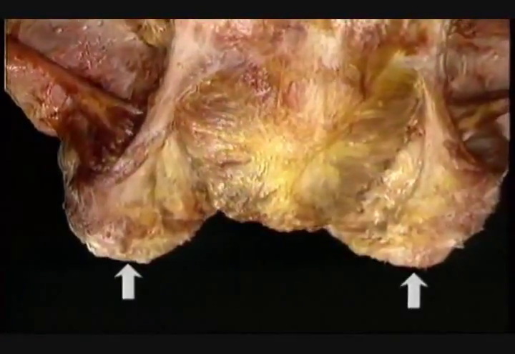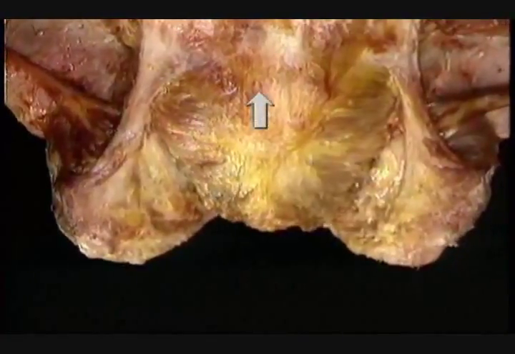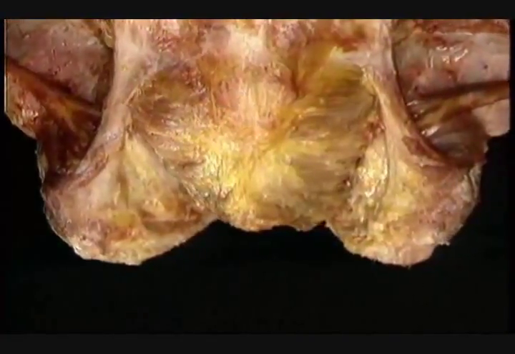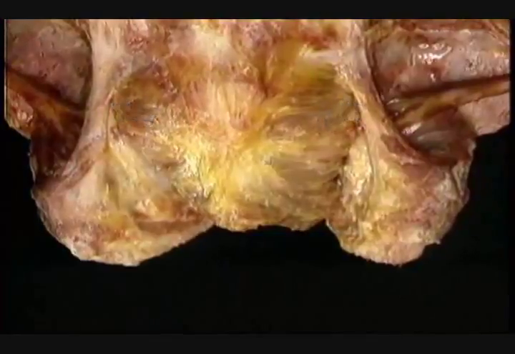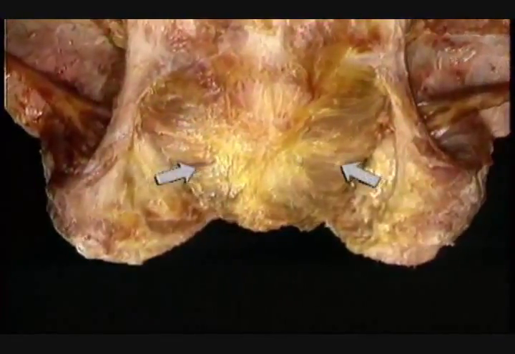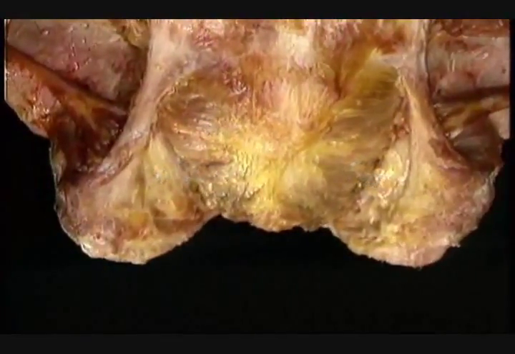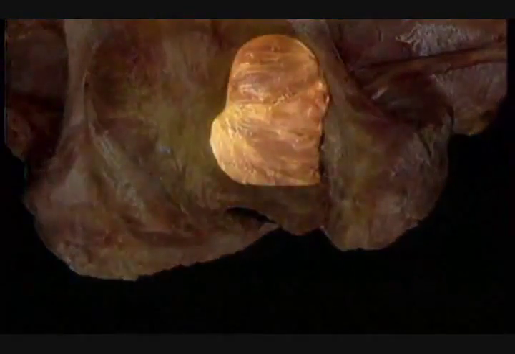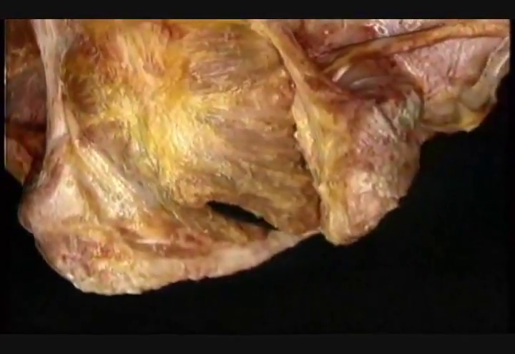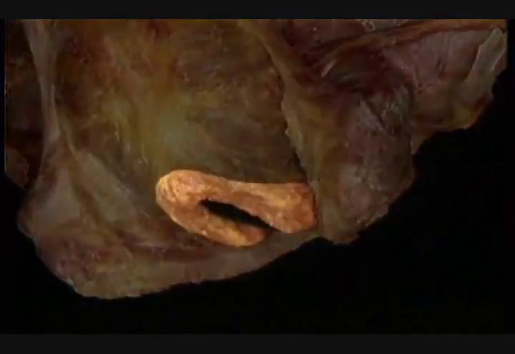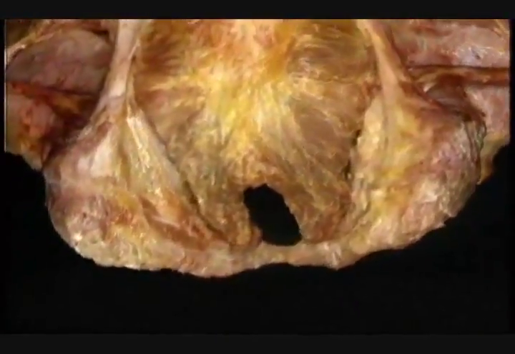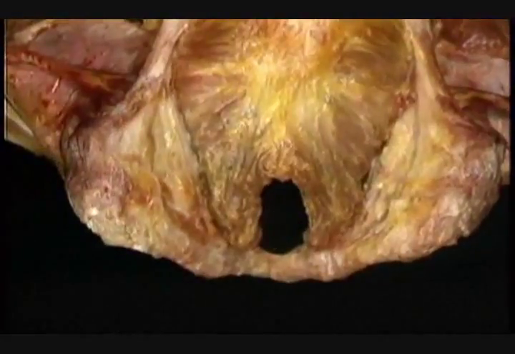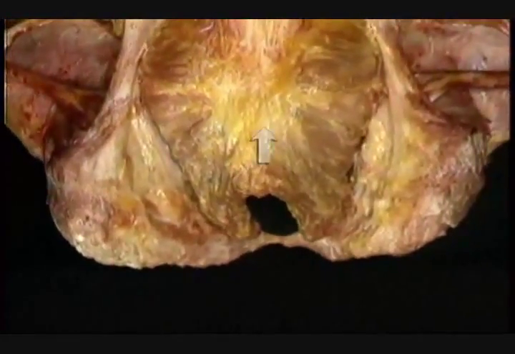Here are the ischial tuberosities. Here's the tip of the coccyx. Here are the sacrotuberous ligaments. Here are the two levator ani muscles. This is the ischio-coccygeus part. This is pubococcygeus. Here's the urogenital hiatus. Here's the anococcygeal ligament.